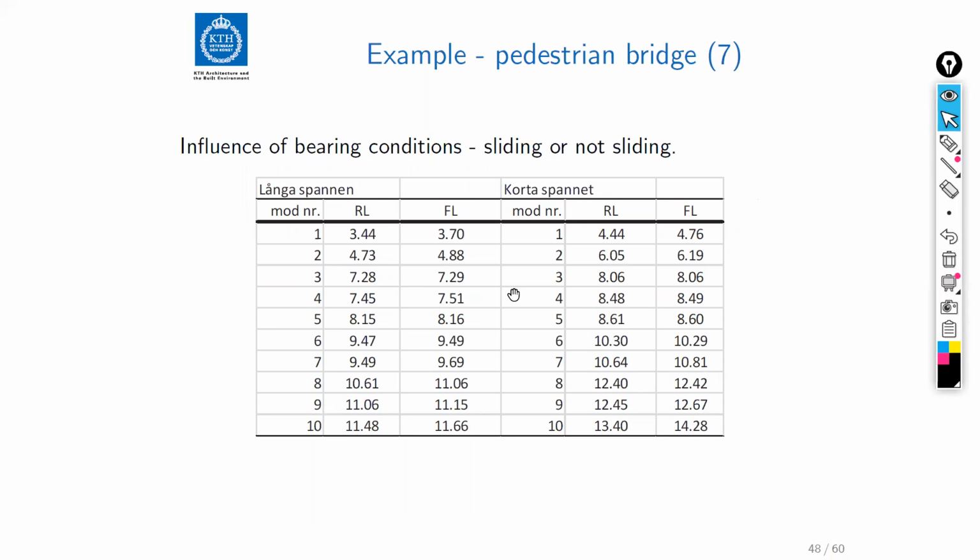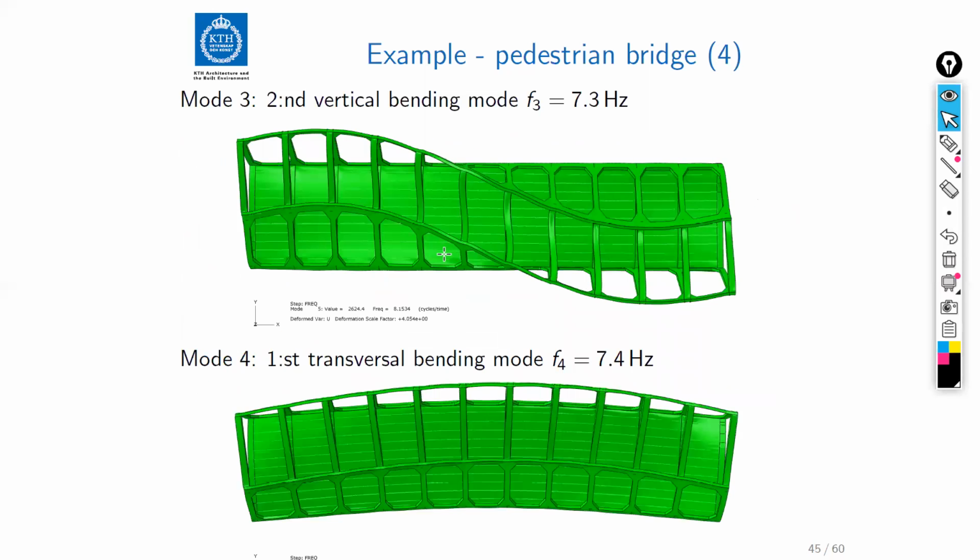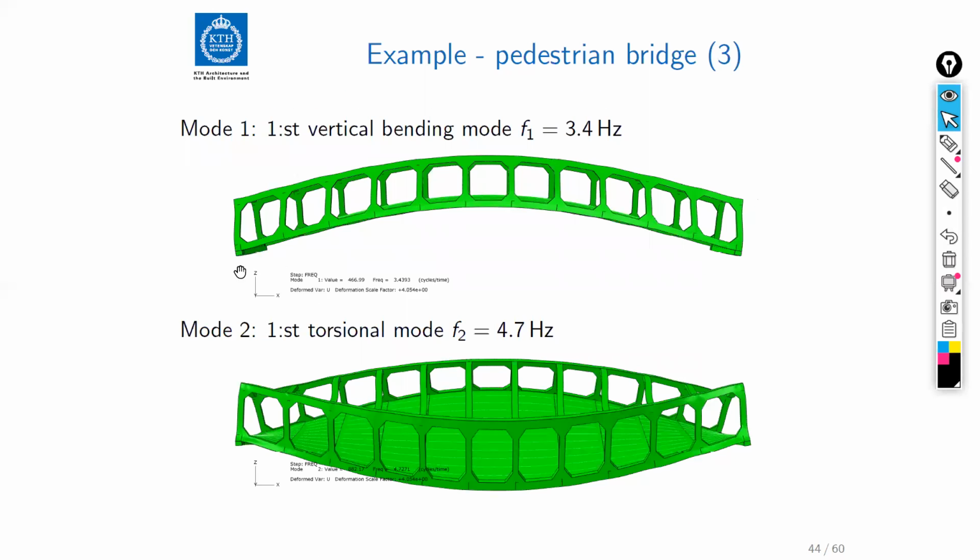And then we also made some assumptions about the bearing conditions. So this is a simply supported structure in the sense that one of the ends is fixed and the other one is free to move in the horizontal direction.